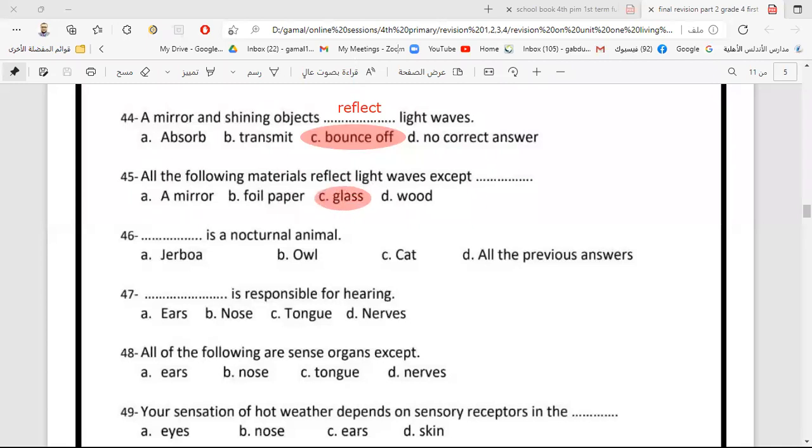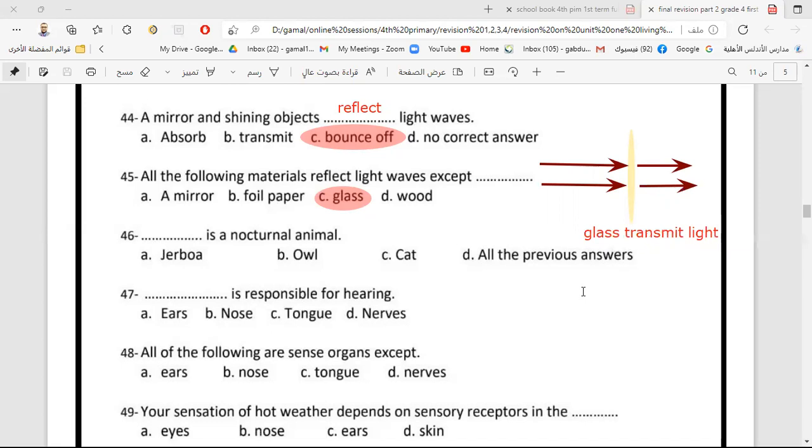It is glass, okay? So if you have glass like this, the light will pass through, it doesn't reflect. The light can pass through glass and it doesn't reflect, okay? The glass doesn't reflect the light but allows the light to pass through. The glass transmits the light, okay, my son?